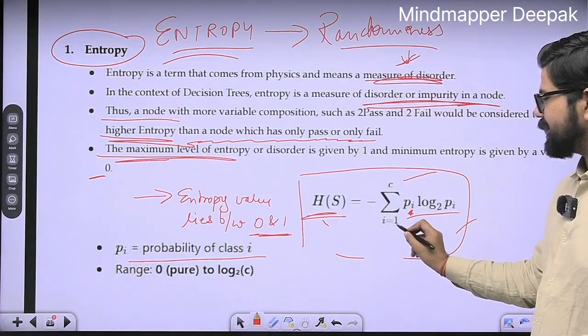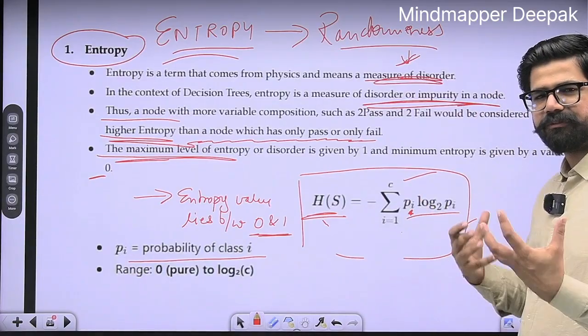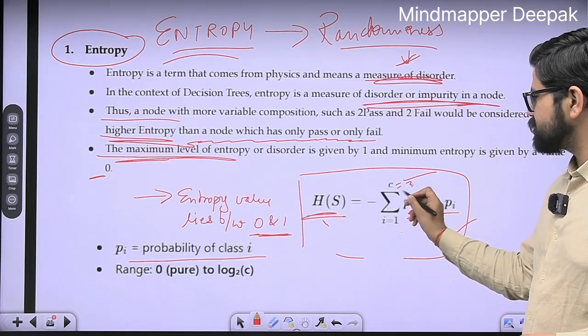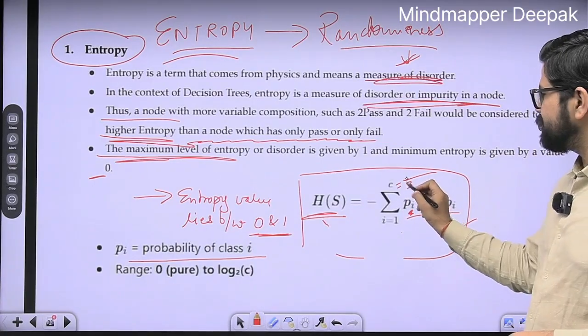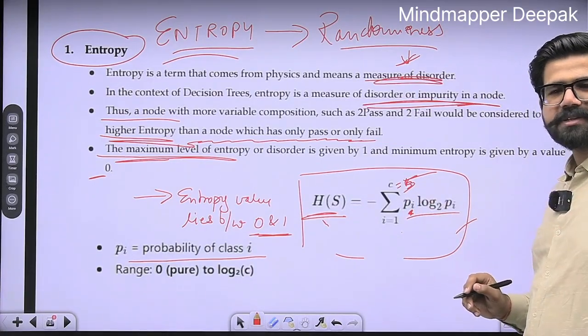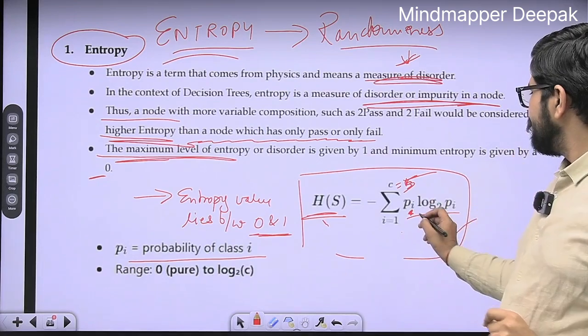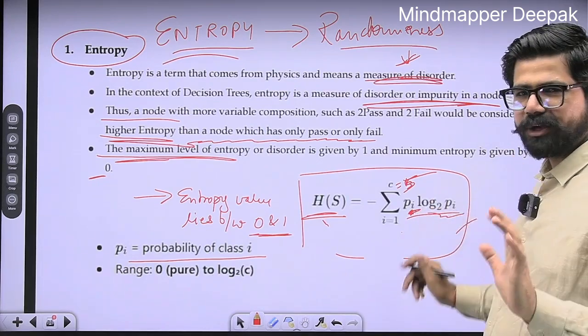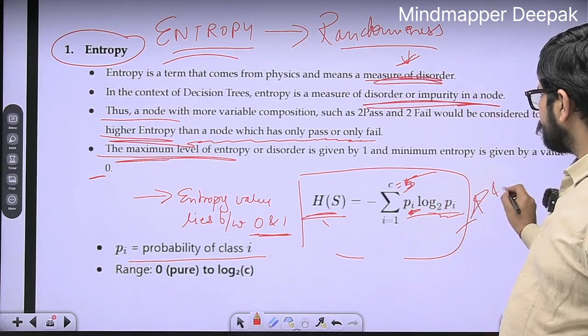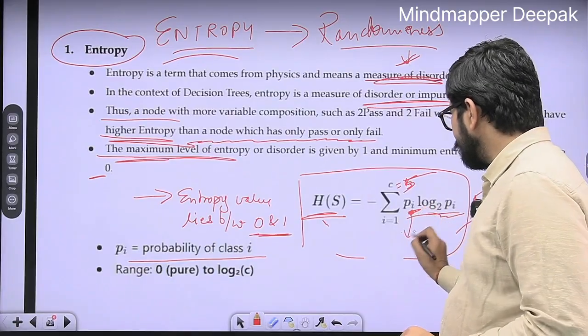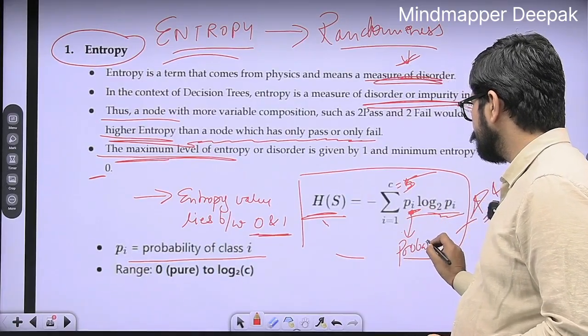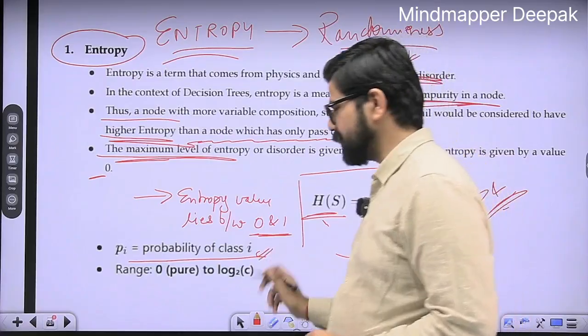So i-th class, i from 1 to C, how many classes are there? If 3 are there, C will become 3. If 5 classes are there, C will become 5. So entropy is nothing but the sum over i equals 1 to 3 of P_i log 2 of P_i. You need to remember this formula, where P_i is the probability of occurrence of class i.